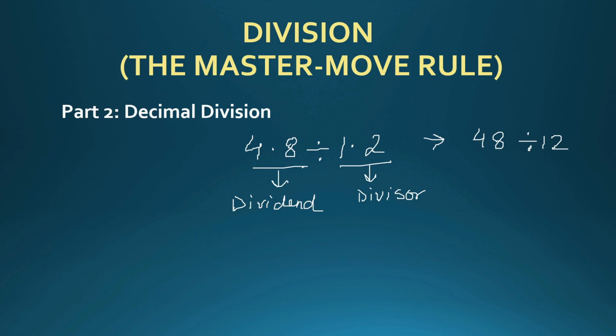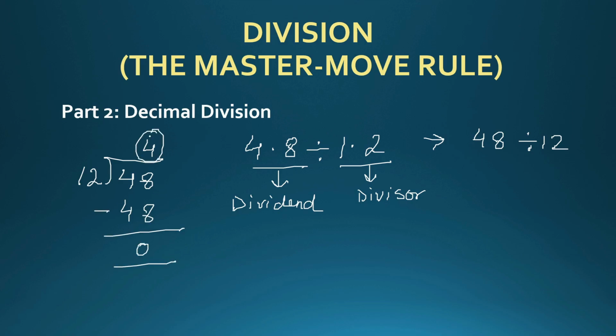So after this step, we are going to simply divide both the numbers. That is 48 divided by 12 as per the long division method. So we know that 12 times 4 is equal to 48. We're going to subtract and the remainder comes to be 0. So the answer is 4. Now 48 divided by 12 is equal to 4.